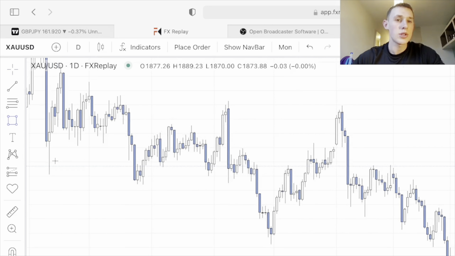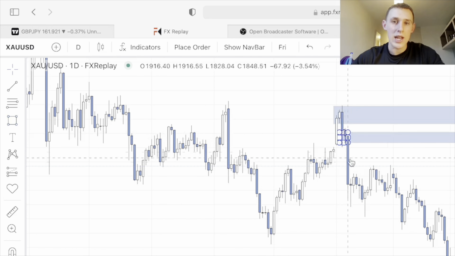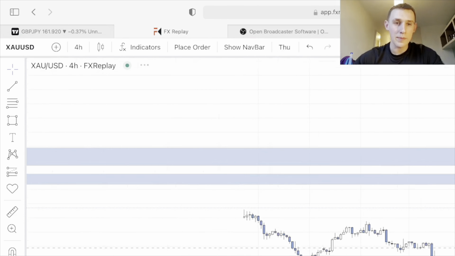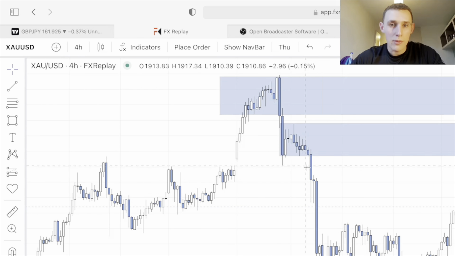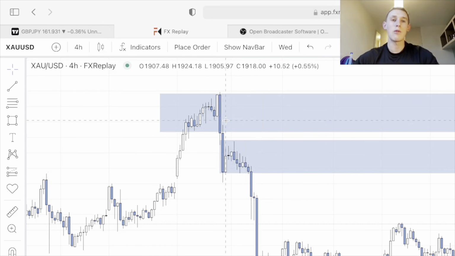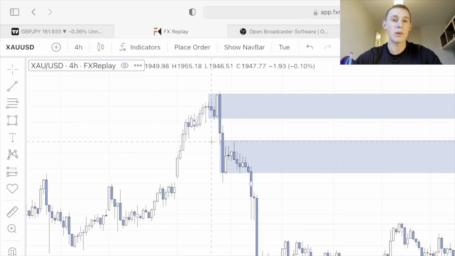I see two levels. So we either have this area of supply, or we also do have this area of imbalance just in here where price could come up and fill. If we go to the 4 hour, we can probably refine that. Yeah, so we can refine it to this sort of area of supply. This one would obviously be preferred because this one could just act as liquidity below this level, and we can also refine that level to this supply area here.